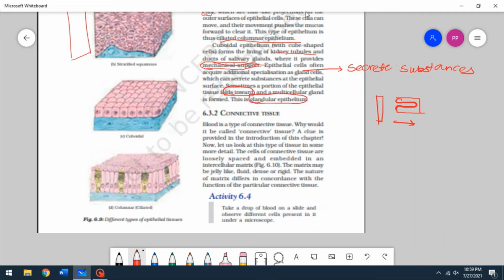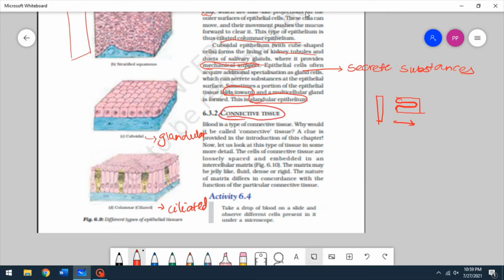So glandular epithelium is a type of cuboidal epithelium. And ciliated columnar epithelium is a subdivision of columnar epithelial tissue. And then we move on to the connective tissue.